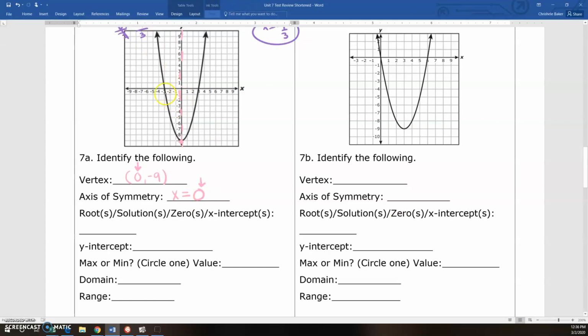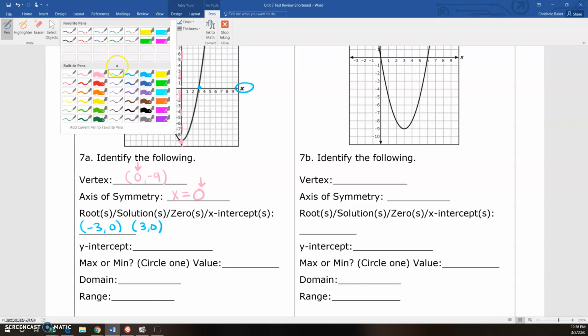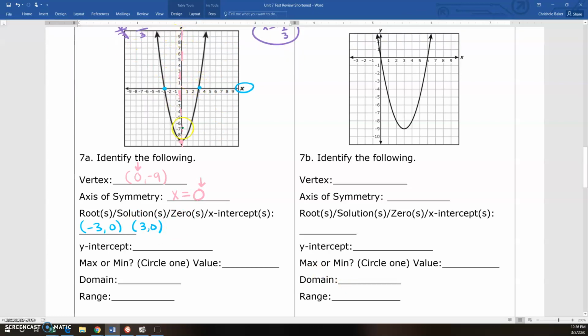Okay, the roots, the solutions, the zeros, the x-intercepts are where we cross the x-axis. So that would be at negative 3 and at positive 3. The y-intercept is where we cross the y-axis, and that's here. It just so happens to be the vertex in this specific case, not always. This is the lowest point on the graph, so that will be a minimum. The minimum value is the same as the vertex, so this should match.